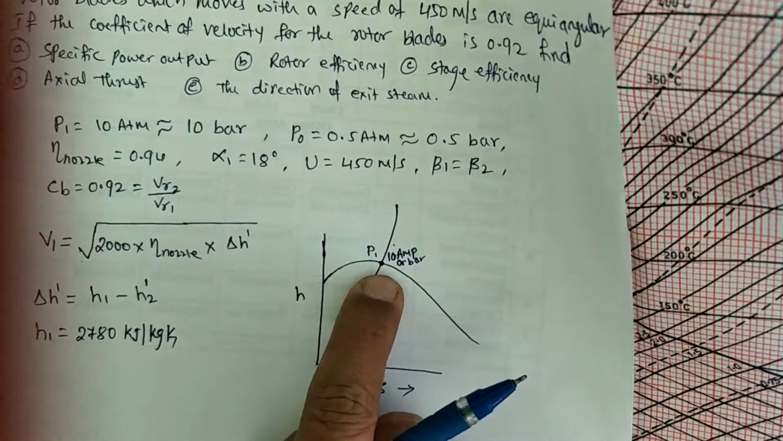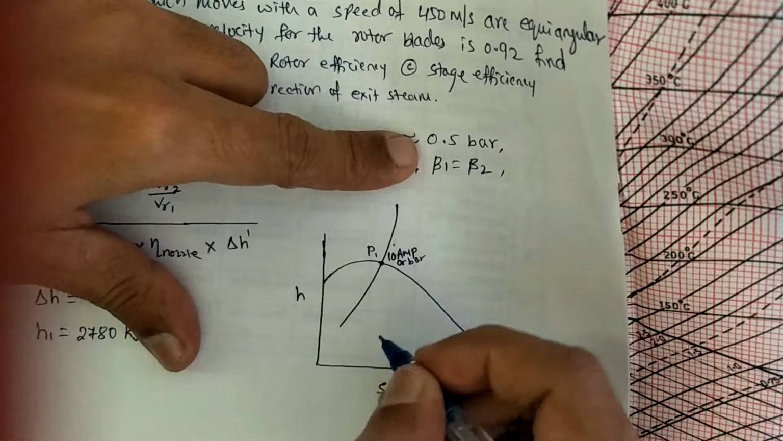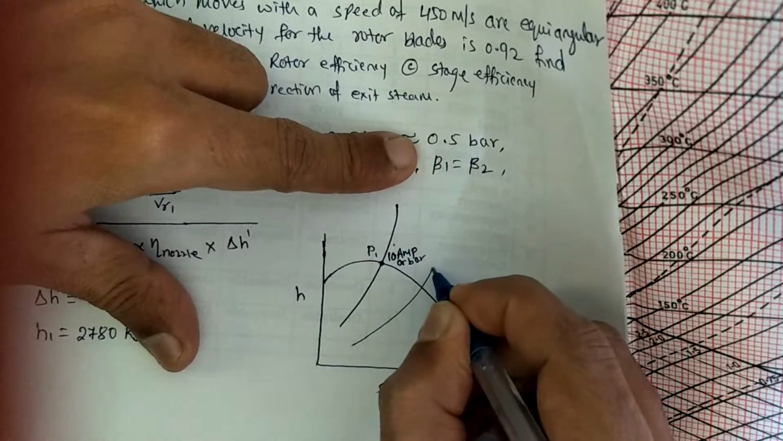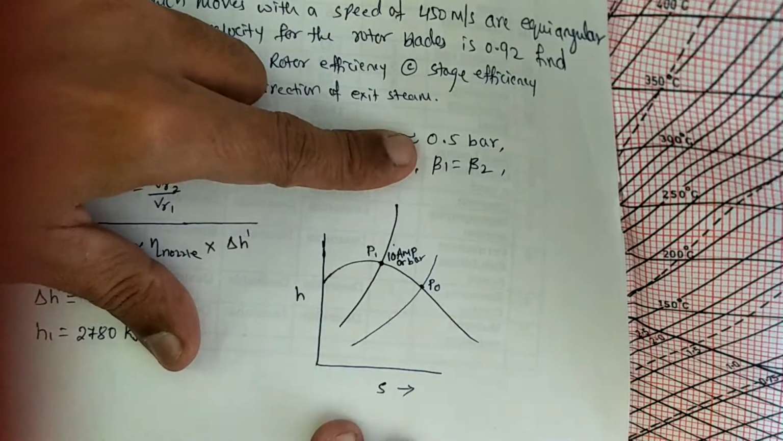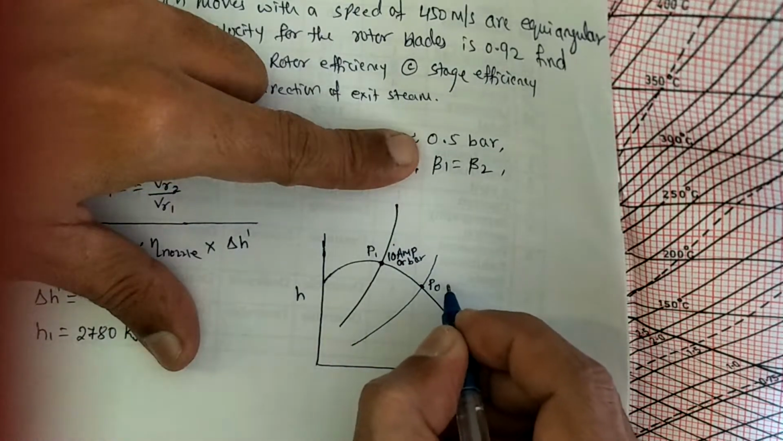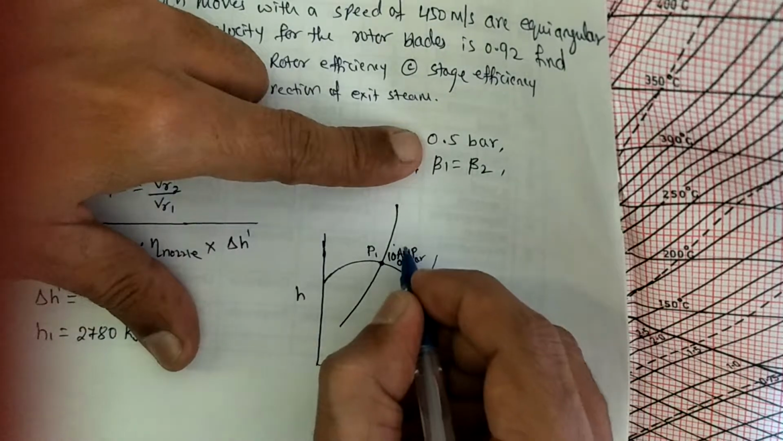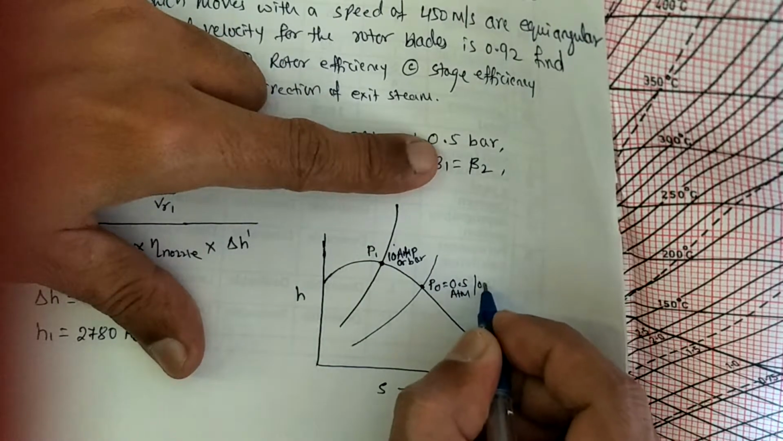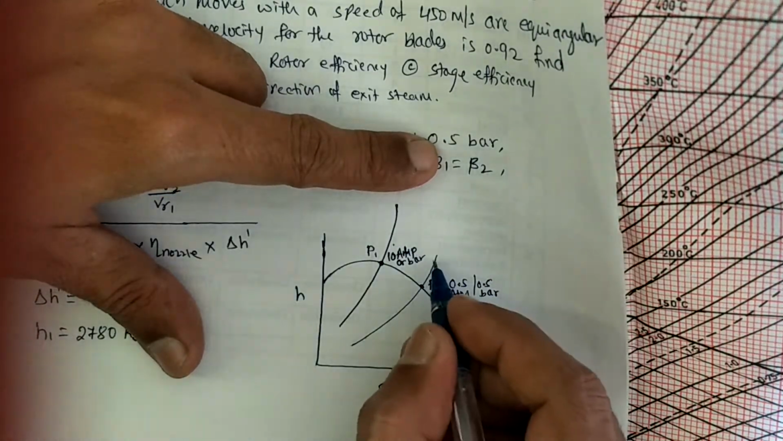Then we are considering that an isentropic pressure drop takes place. So here you can see there is one more line. This line I will call P0. The condenser pressure P0 is nothing but the condenser pressure, that is 0.5 atmospheric pressure, or 0.5 bar. Okay, so this is the line.